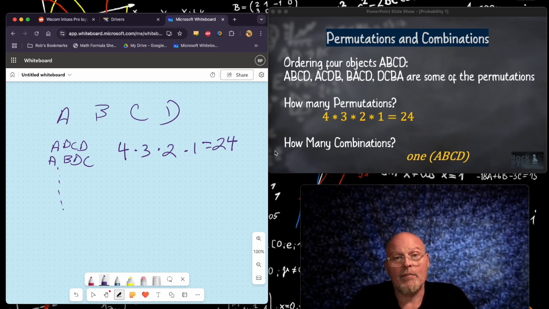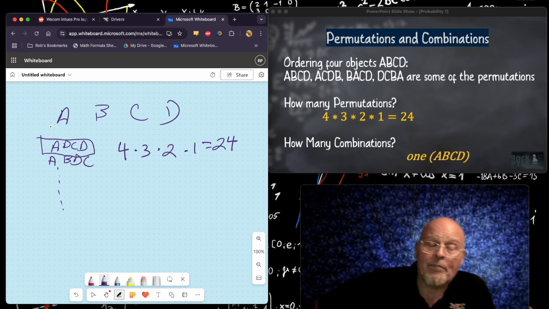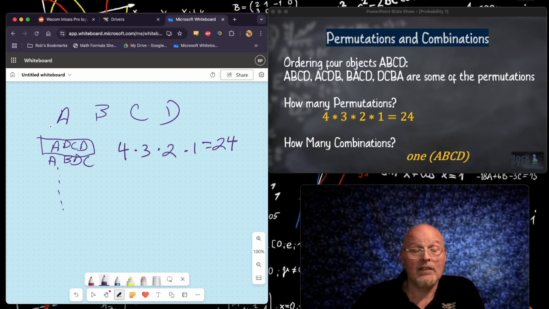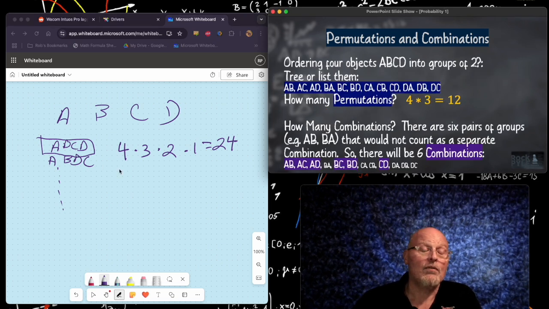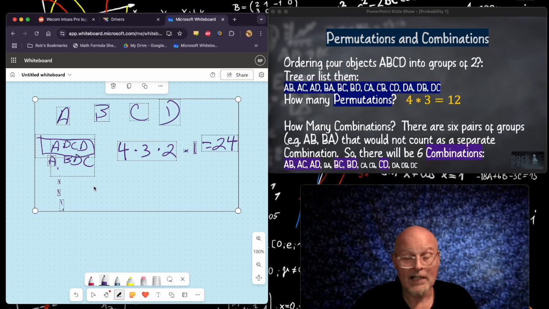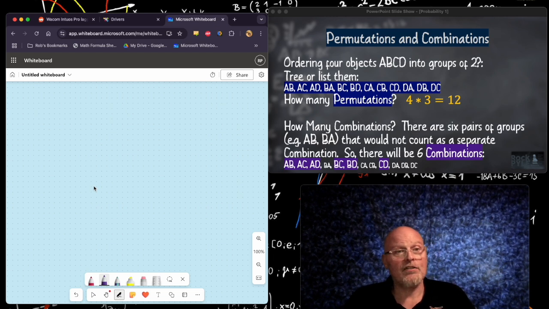Now, if I were to look at combinations, there would only be one combination because they all include A, B, C, and D. Where the difference shows up is when you have less than all of them being taken care of. Because if you're choosing all of them, your combination is going to be the same no matter which order you pick them in. So let's look at an example where we will have a difference. So now I'm going to take those same 4 objects and I'm going to only pick 2 of them. Okay? So let's take a look, right?